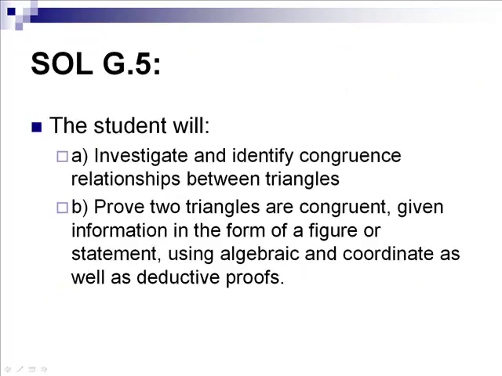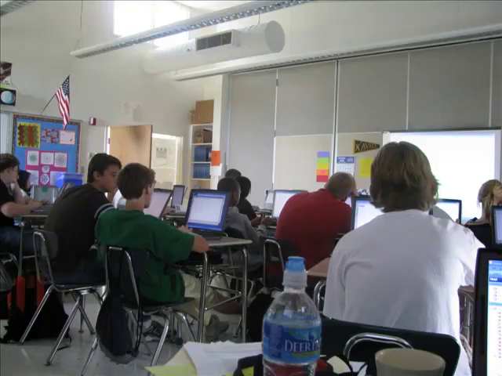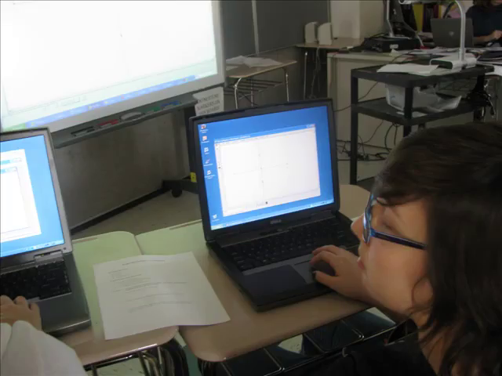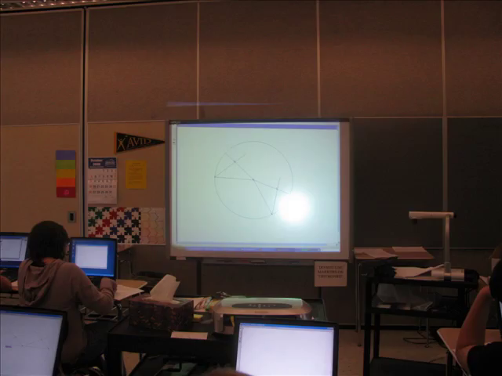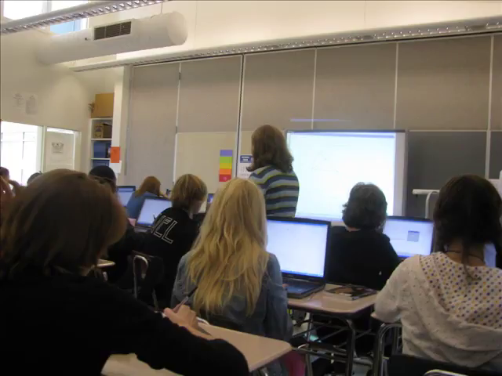This was aligned with SOL G5, where students will investigate and identify congruence relationships between triangles, and students will prove two triangles are congruent given information in the form of a figure or statement. During this lesson, students applied their knowledge of Geometry Sketchpad to construct triangles according to an activity sheet. Through this, students made conclusions about congruent triangles.